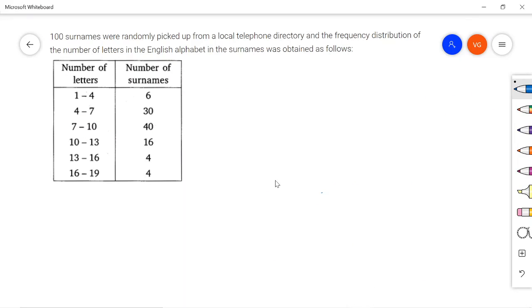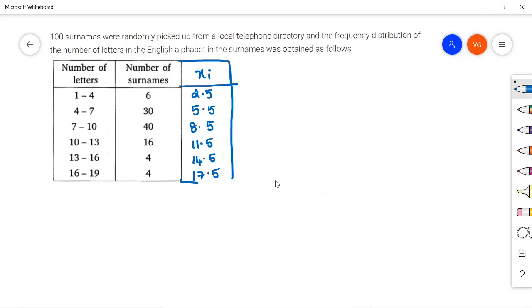Now let us determine the mean of the given data. So for that I have to write the class mark here, that is xi, average of the class. So 4 plus 1, upper limit plus lower limit divided by 2. 5 by 2 that is 2.5 here. 11 by 2, 5.5. Then 17 by 2, 8.5. Next will be 11.5, 14.5 and 17.5. So out of all these values I have to select one assumed mean.